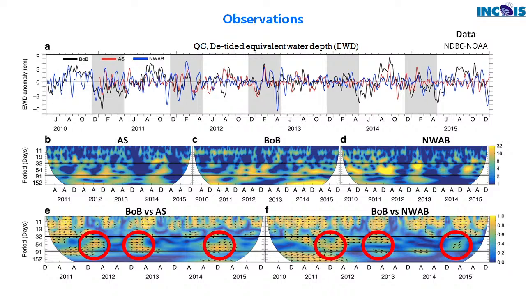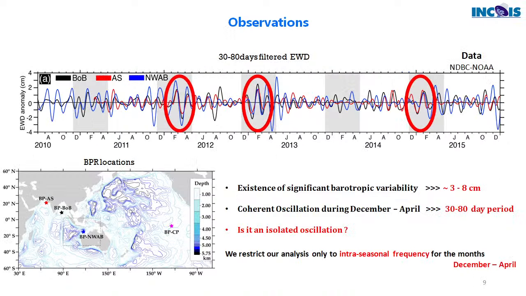So this is also well evident from frequency analysis. Frequency filtering, a bandpass filter, can be done for these time series. You can find this is well evident from the 30 to 80 day filtered time series also. You can find these 3 years are specific, and during December to April we have a synchronous oscillation.